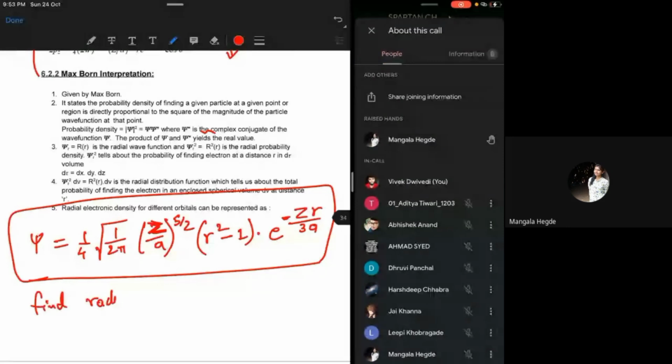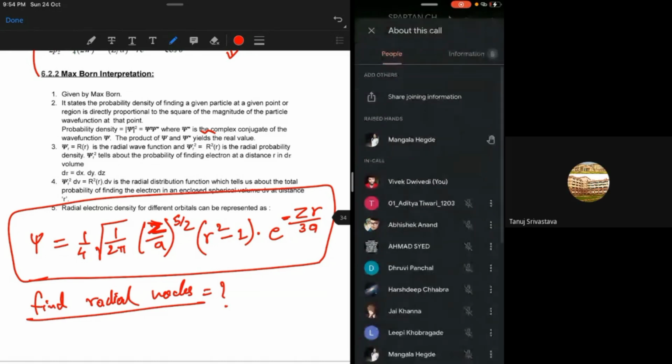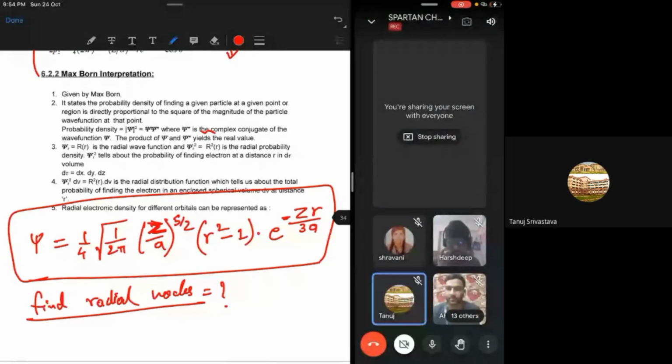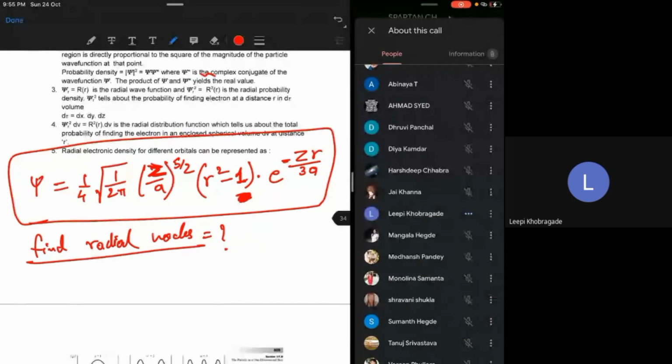Find radial nodes. You all have 1 minute. It is a super easy question. You just need 10 seconds. You don't even need to pick up your pen. How will you do it? You tell.